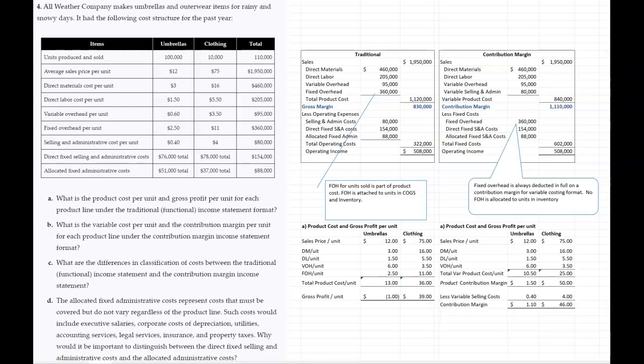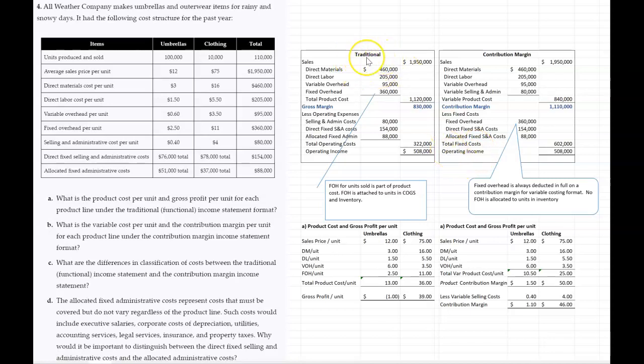Okay, this is problem 4 that's in your homework, and it's about the difference between traditional and variable or contribution margin formats for statements. And what I did was I wanted to show you the numbers in total here so that you could get an idea about what the big differences are, because there's only one real difference.